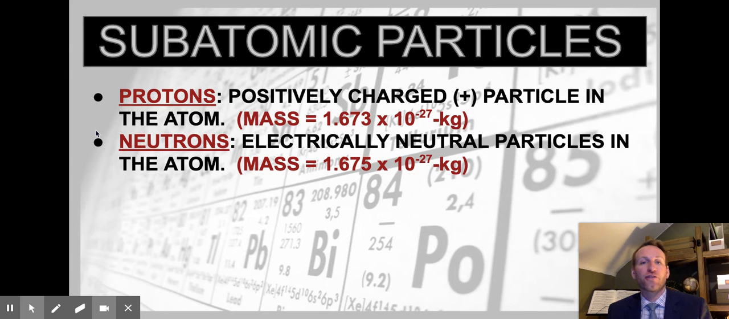Okay. Another subatomic particle are the neutrons. Neutral neutrons. So that's easy as well, right? That also has some alliteration. The letter N: neutral for neutral and N for neutrons. Electrically neutral particles in the atom. And if you look, they're just about the identical mass. We're still talking super tiny, but they're about the same size.